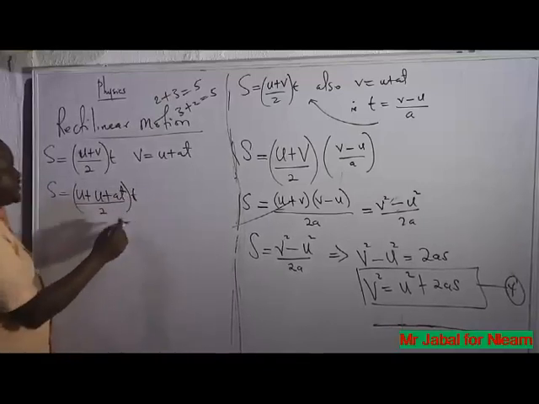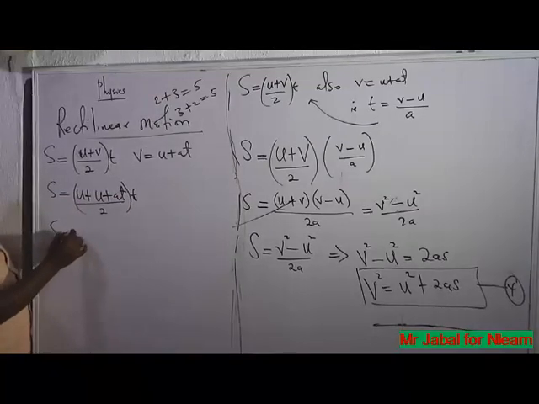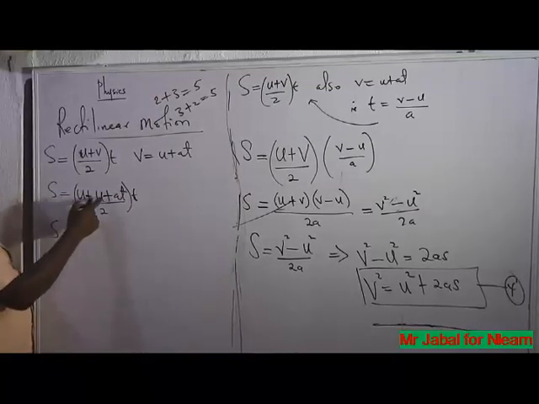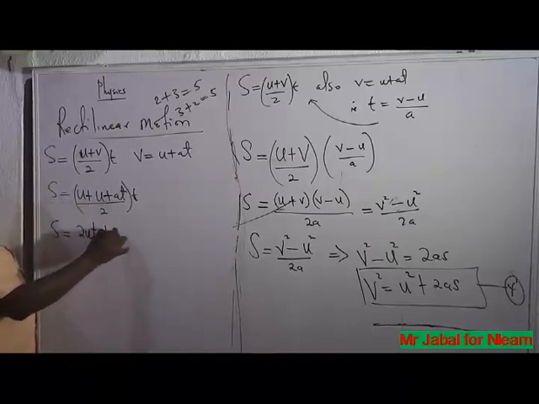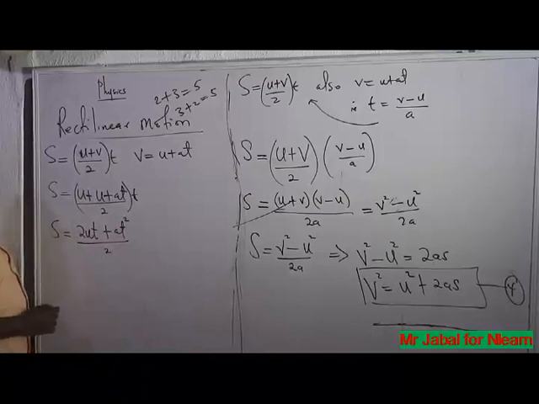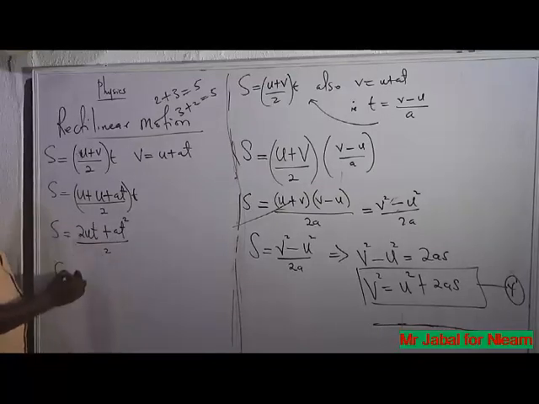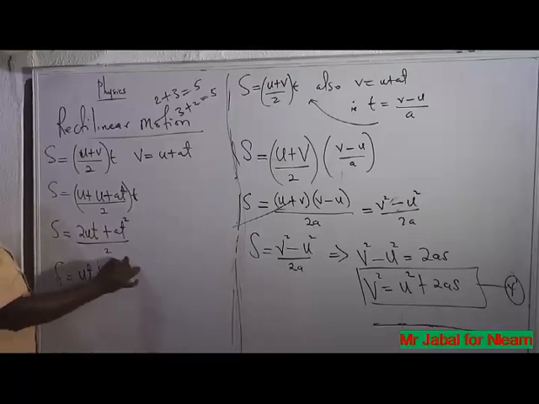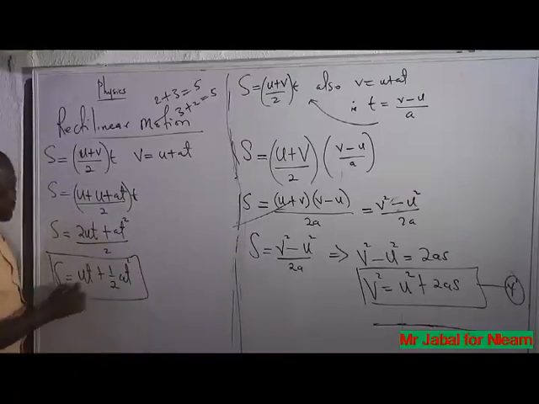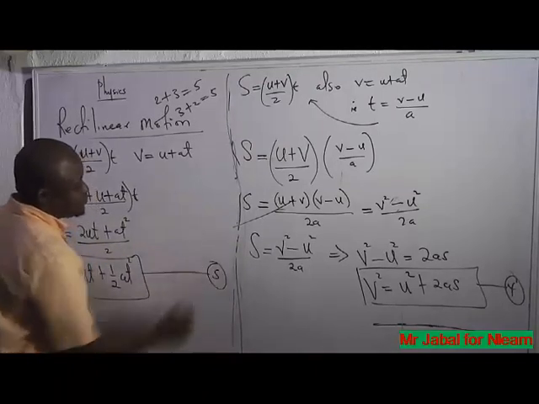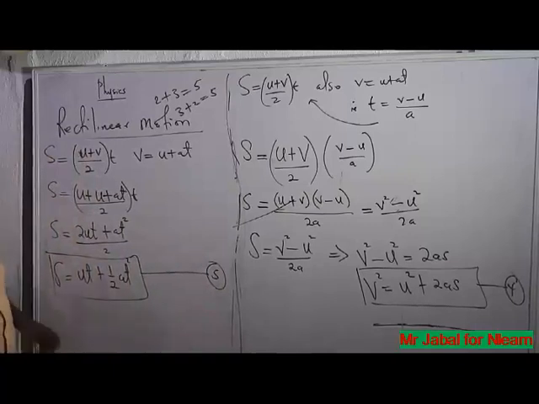If I open the bracket, I will have S is U plus U, that's 2UT, plus AT squared, all over 2. Now I need to cross multiply, or divide through. If 2 divides this, that will be UT. If 2 divides here, it will be half AT squared. So this is the fourth equation, which I will regard as the fifth. The equation is S equals UT plus half AT squared.